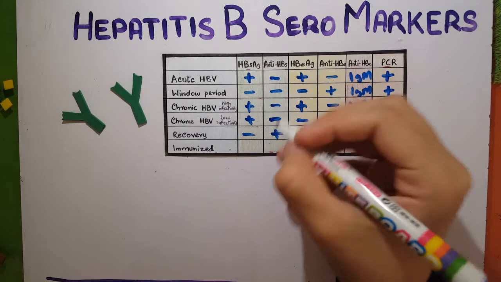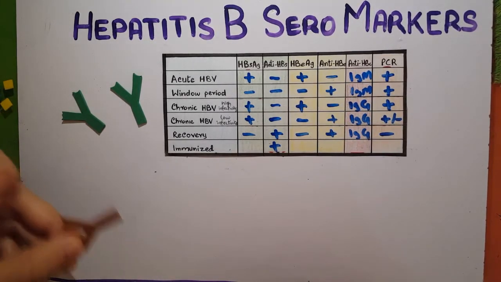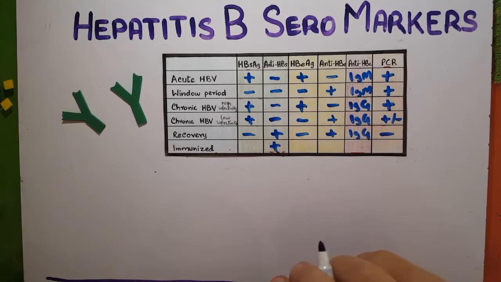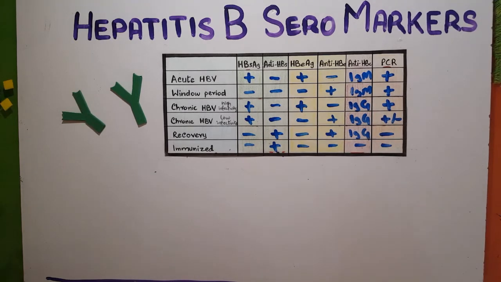So the anti-HBs will be positive. There will be no anti-HBc, because there were no HBc antigens given in the vaccine. So this is what differentiates the immune response from a vaccine and an immune response from the virus itself. So the rest will be negative.